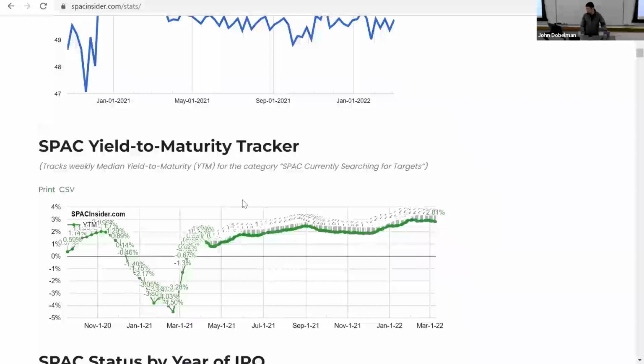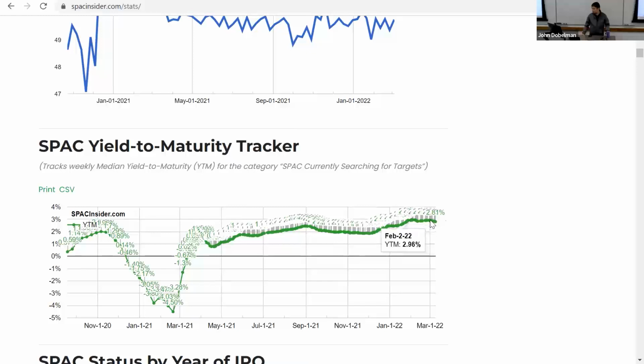Okay, now you can see the yield to maturity, that's what I'm talking about. That's the average yield to maturity you can receive on a SPAC. Right now you can get about 2.8% yield to maturity, which means if you buy a stock on average, when they reach the deadline or get a final deal, you can get 2.8% on average return.